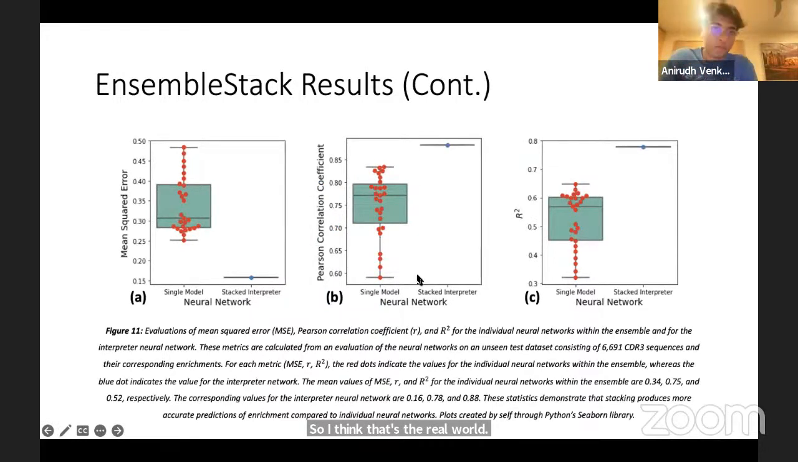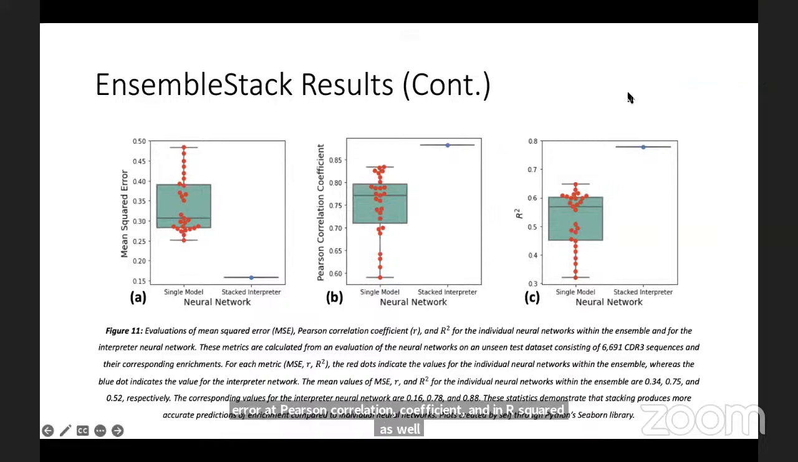Yeah, so going further into the EnsembleStack results, basically you have here in the box plots the results from the single models, and the blue dot is the result from the ensemble interpreter. The constituent neural networks, because they're very naive, produce a lot lower accuracy estimates than the stacked interpreter. So you can see there's a drastic difference in mean squared error, Pearson correlation coefficient, and R squared as well.